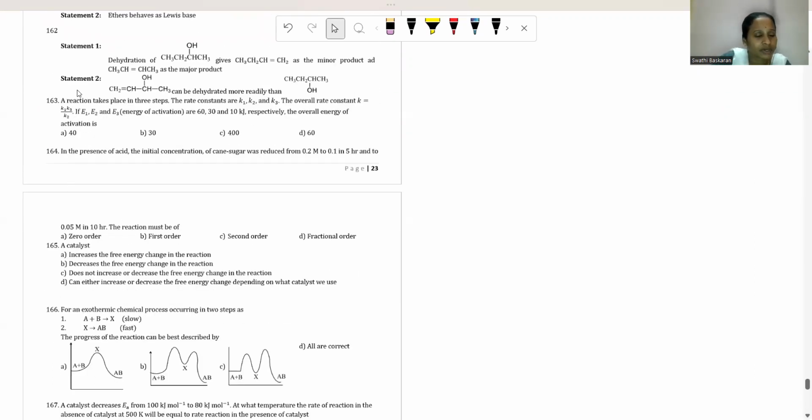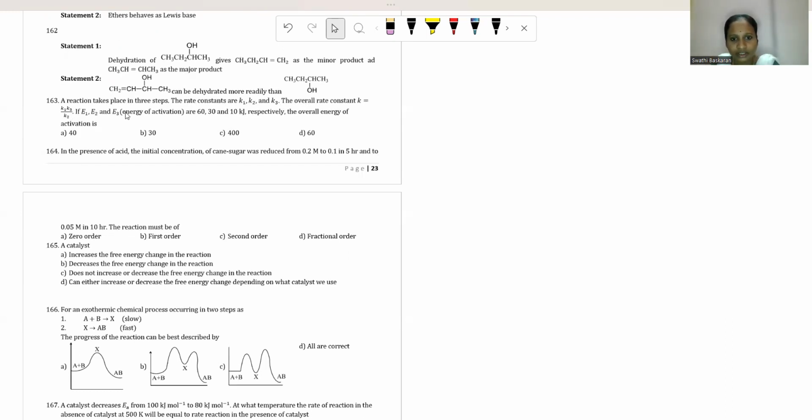Here is our first question. Question number 163. A reaction takes place in 3 steps. The rate constants are K1, K2, K3. The overall rate constant K is given as K1 K3 by K2. If E1, E2, E3 are the activation energies of the respective 3 reactions, that is 60, 30 and 10 kilojoules respectively, the overall energy of activation is.